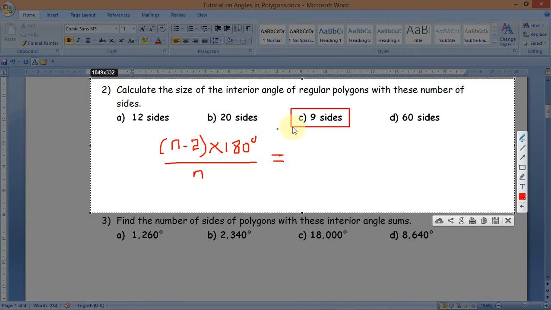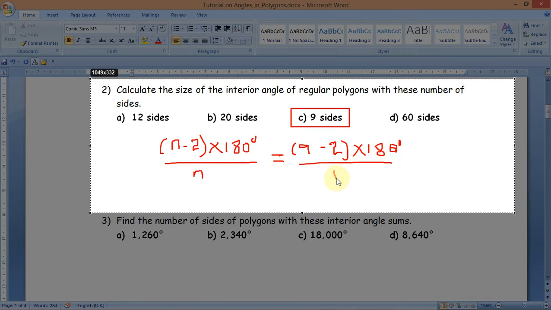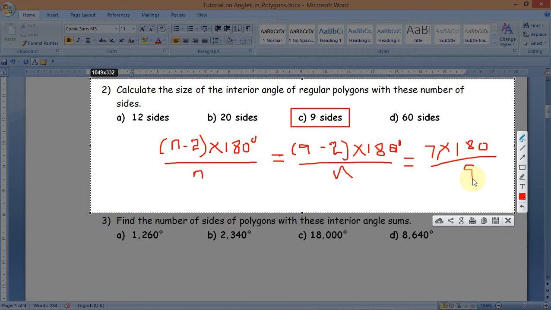For 9, that will be 9 minus 2 times 180 degrees, and that will give you the sum. Then to get each interior angle, you divide the sum by n. So that will be 7 times 180 divided by n. The number of sides we are dealing with here is 9, so divide by 9. Go ahead and use your calculator to complete the task. I'm going to do the same here. 7 times 180 degrees gives 1,260.